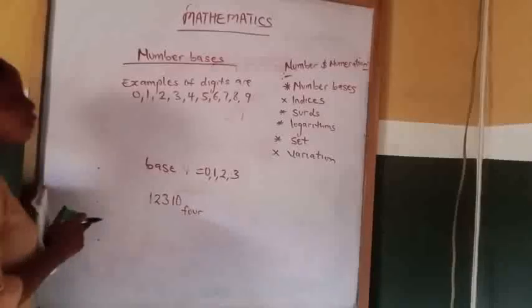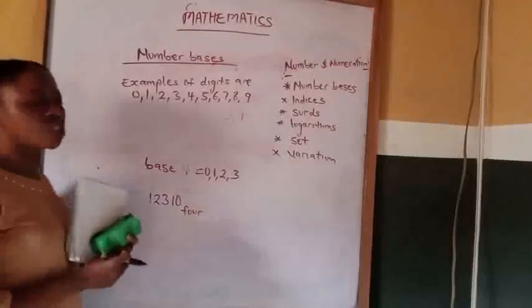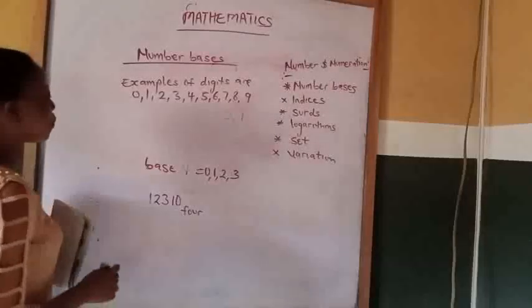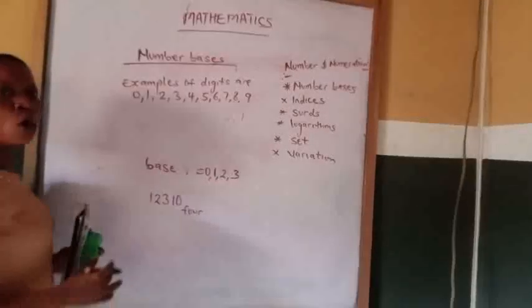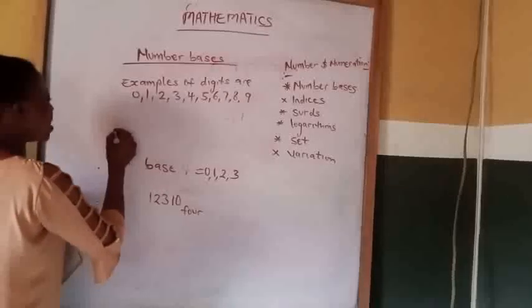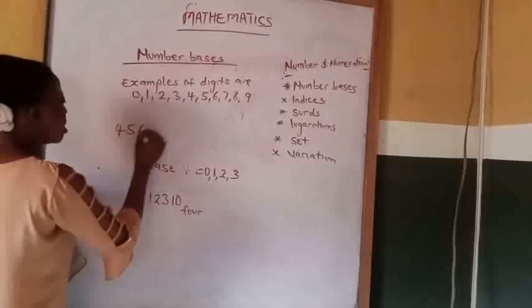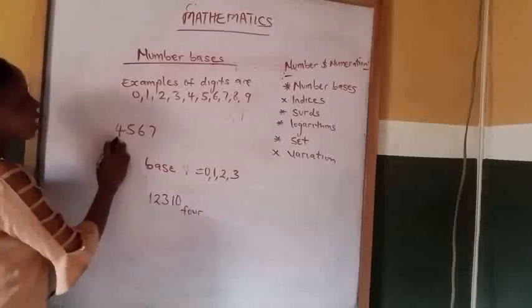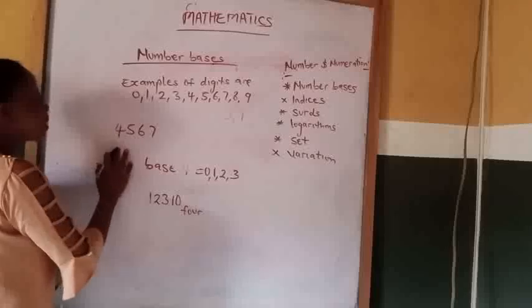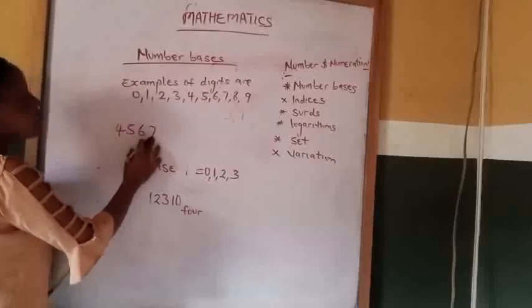Then another thing that you must be able to understand under number base is the place value of each digit in the combination of numbers. For example, we have 4, 5, 6, 7, and they ask you, what is the place value of 4? The place value of 5, 6, and 7 in this number.